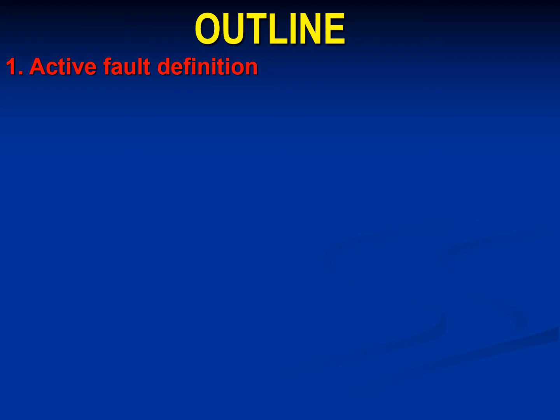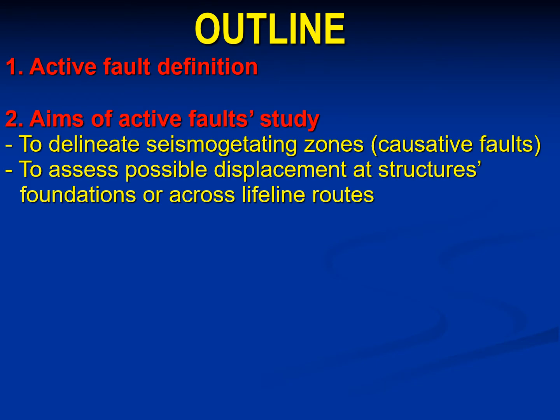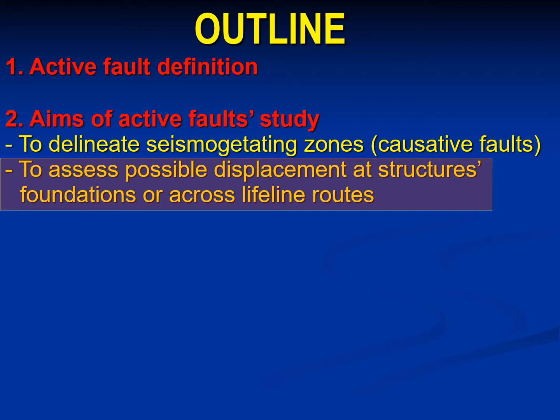Outline. First, we will start with the active fault definition, which is important. Then we will talk a little bit about the aims of active fault study, that is, to delineate seismogenerating zones or causative faults and to assess possible displacements at structures' foundations or across lifeline roads, which will be the main goal of the lecture.